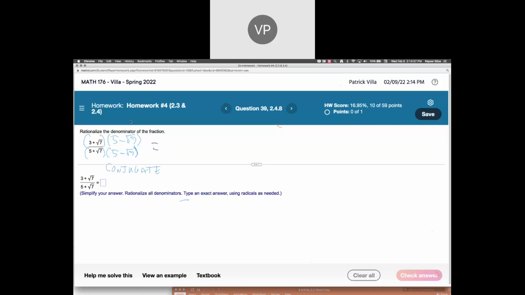And now we FOIL out. On the top, now remember this rule here. I'll give you a little trick I love to show people. Whenever you're multiplying some roots, there's always a concern of what goes where. I call it the inside-outside rule.